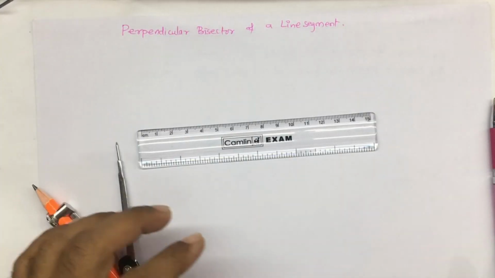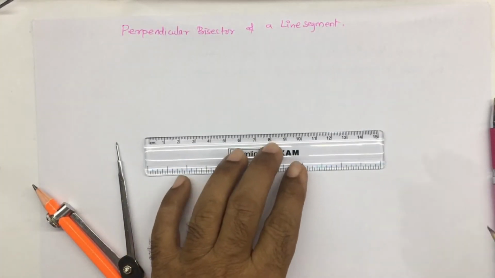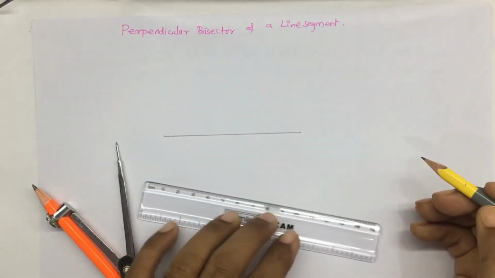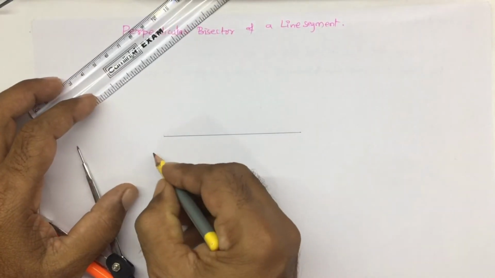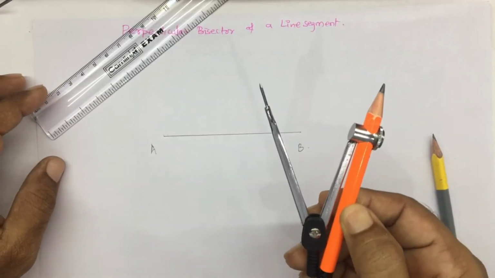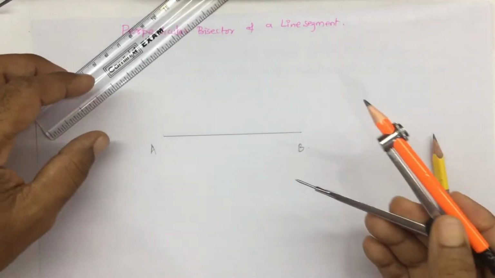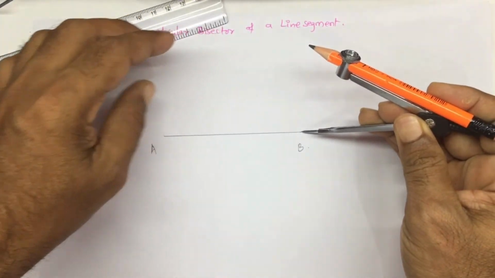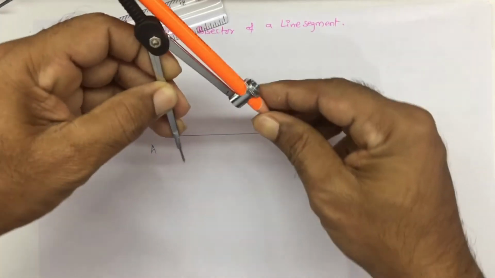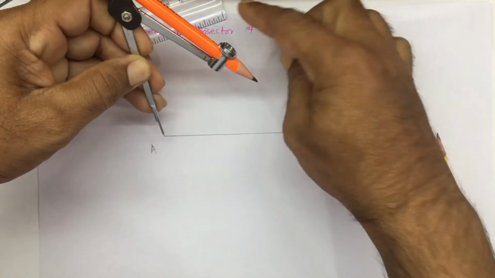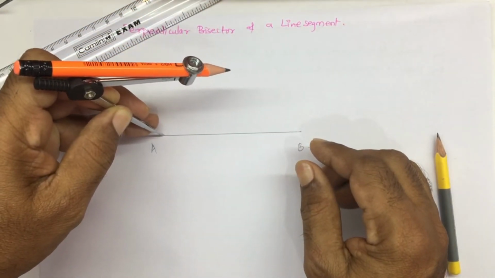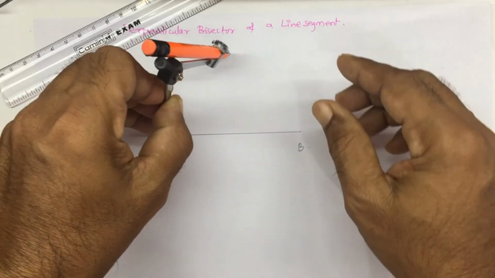Perpendicular bisector of a given line segment. Here let us draw a line segment of some measure, and we do not know the measure here. We are going to bisect it. We will be using the compasses to bisect. Take the radius of the compasses more than half of the given line segment, and draw an arc on either side of the line segment AB, with A as a center.